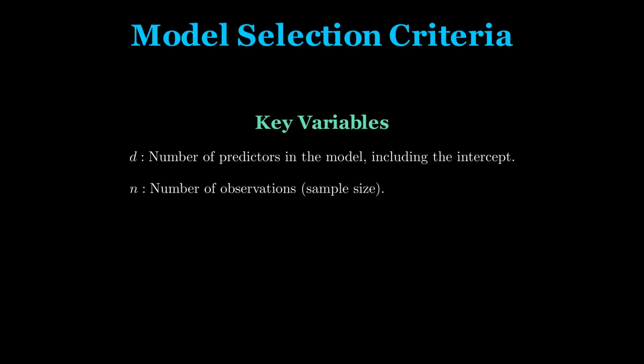Before introducing the formulas, let's define the key variables used for model selection criteria. D is the number of predictors in the model, including the intercept. N is the sample size. And sigma hat squared is the estimated error variance.